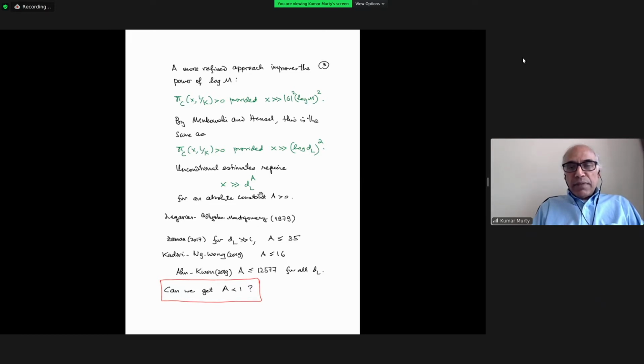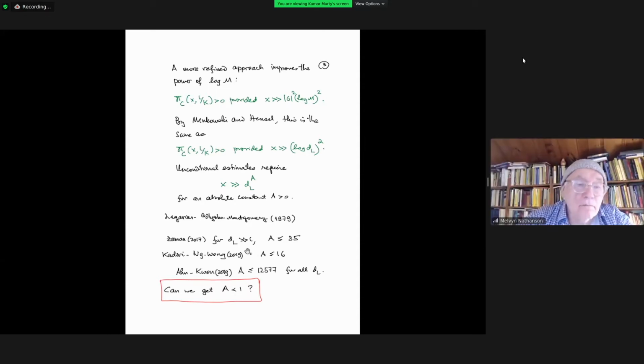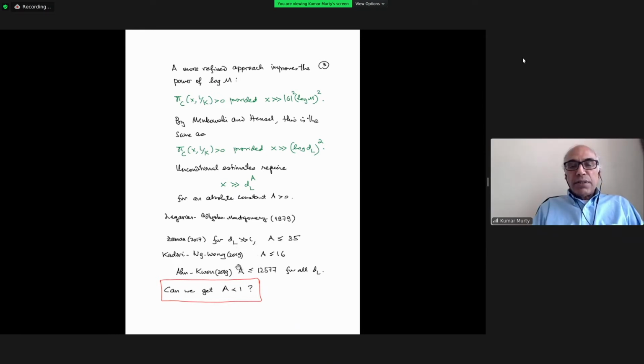And since then, people have thought a little bit about what is the size of this A. It's very reminiscent of a Linnik constant type of problem. So there's a result of Asif Zaman, who was a student of John Friedlander, who proved in 2017 that for sufficiently large discriminants, you could take A to be 35. And then more recently, that was improved to 16. These are for sufficiently large discriminants, so someone else has figured out what bound works for all discriminants, but then it's rather large, 12,577.